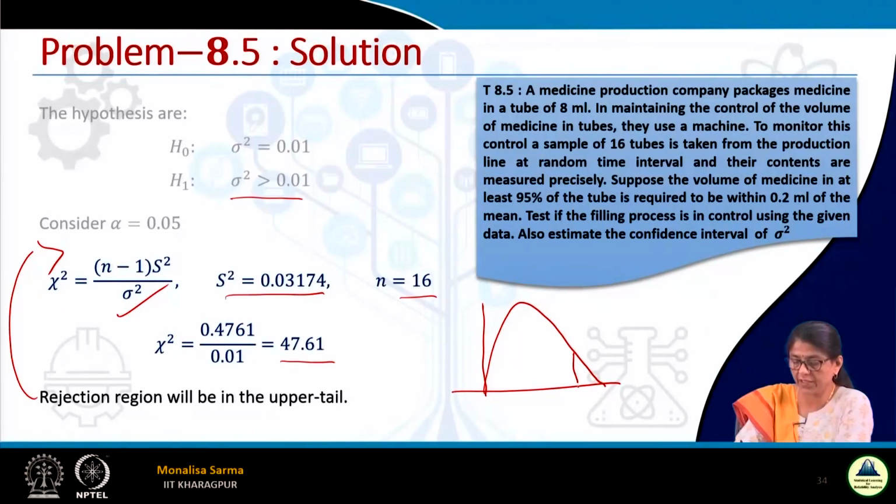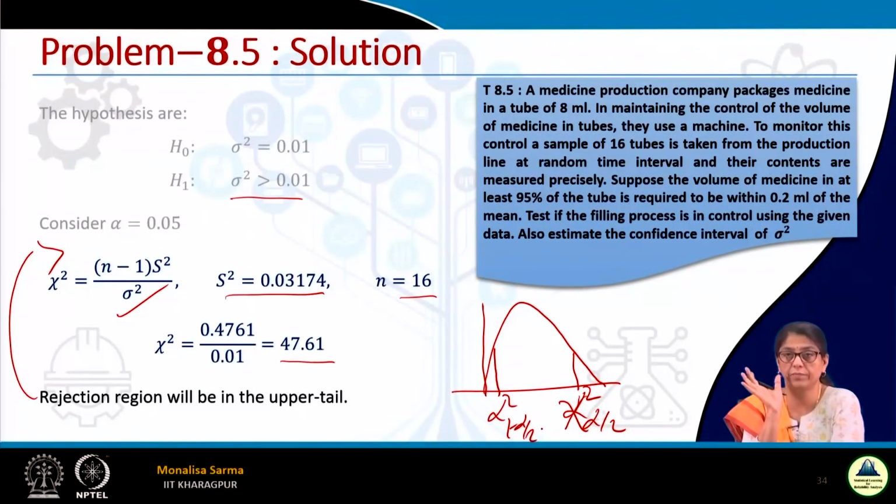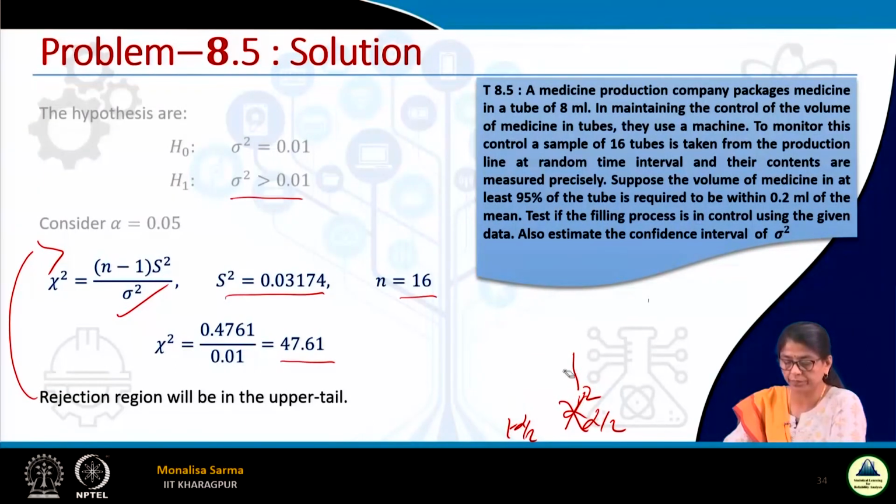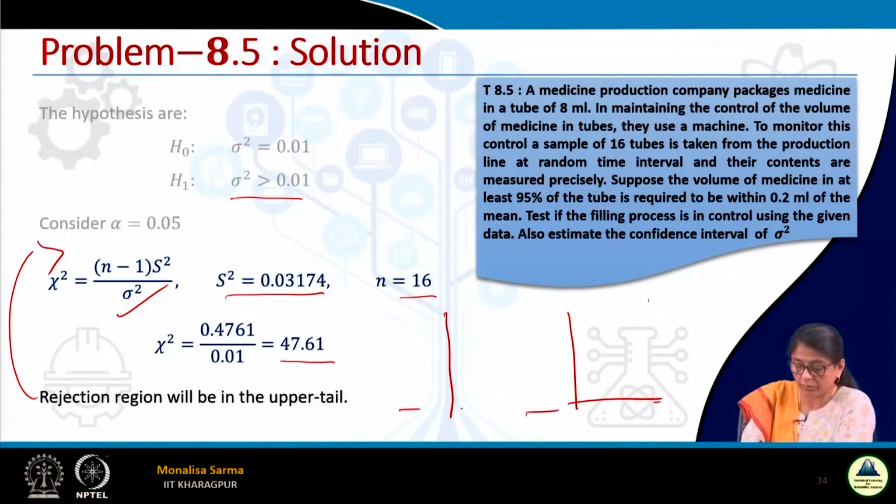This is the lower tail, this is the upper tail. This is chi square alpha by 2, this is chi square 1 minus alpha by 2 if it is two tail. If it is single tail, first let me delete this. Since we are interested in single tail, it is something of this sort.